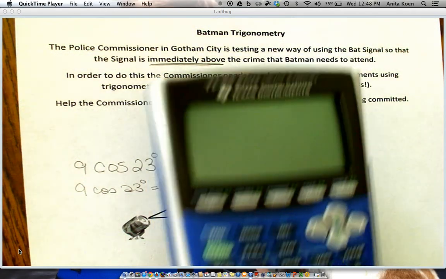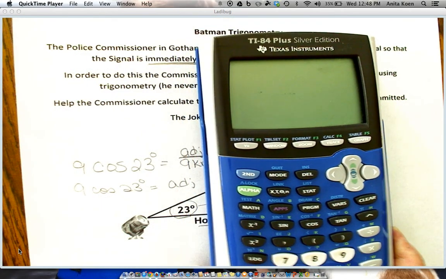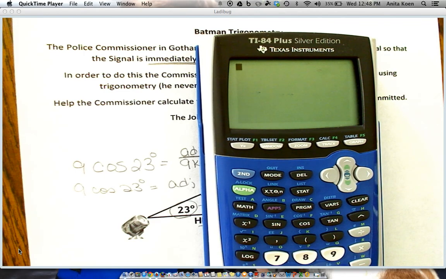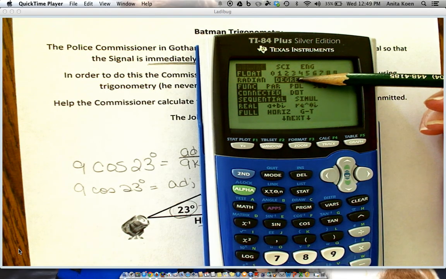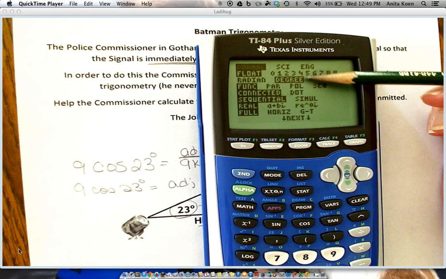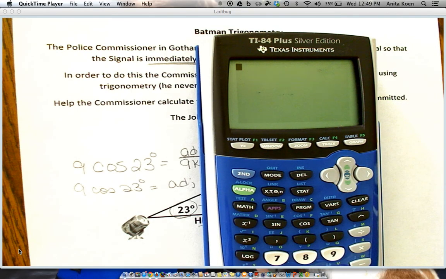So we're going to take our calculator and turn it on, and the first thing we're going to do is check our mode to make sure that we are in degree mode, which we are. We don't want to be in radian mode for this problem because this problem is in degrees. So do second quit to go back to your home screen, and now do 9 times the cosine of 23 degrees, close your parentheses around that argument, and hit enter.